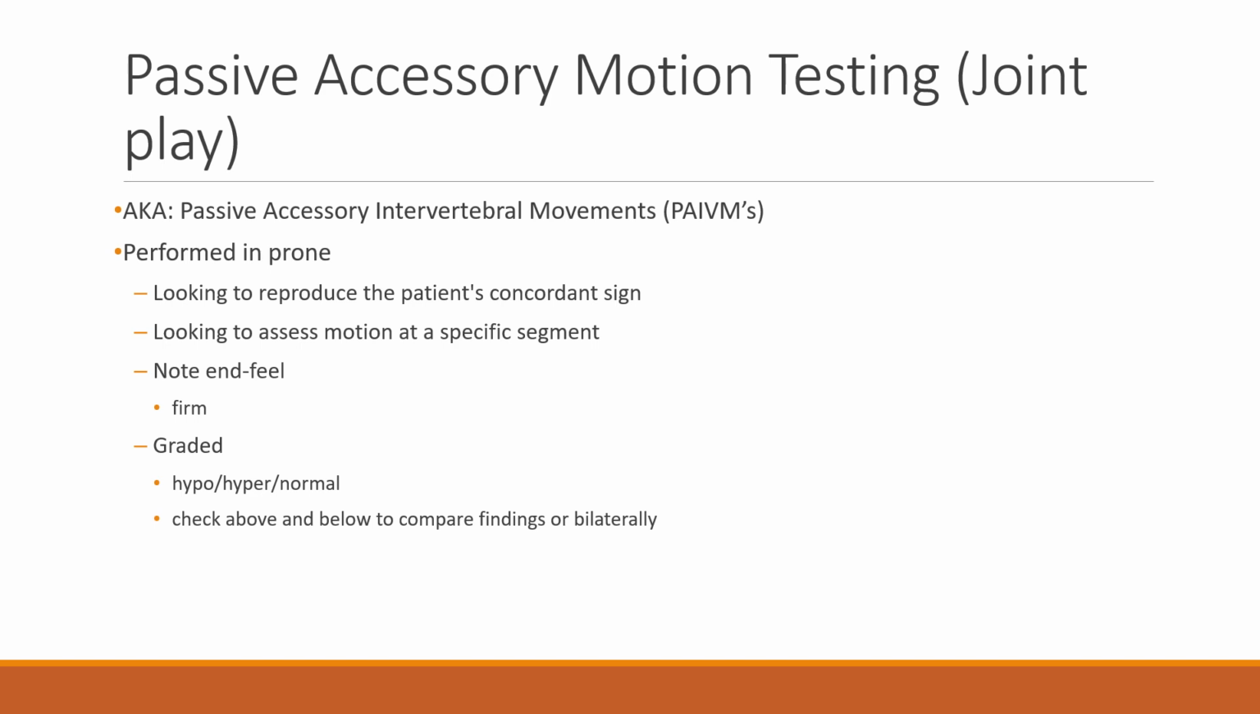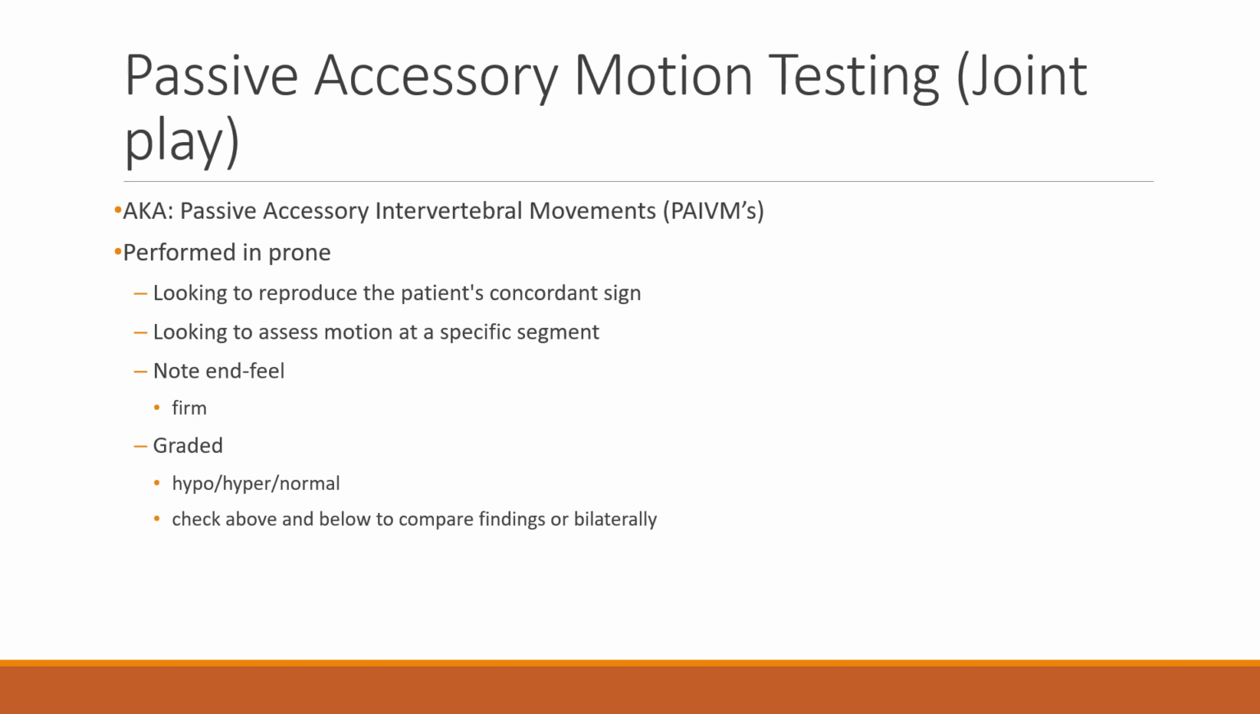And the end feel for all these movements should be firm. If we begin to note an empty end feel or something other than firm, that might be a bit of a concern. So again, when we do our passive accessory motion testing, we're evaluating to try and reproduce the patient's primary symptom complaint, and we're looking to determine whether or not there's mobility associated with these segments. We can grade that as being hypo, hyper, or normal. When we talked about the manipulation clinical prediction rule, this was how joint hypomobility was graded through passive accessory motion testing.